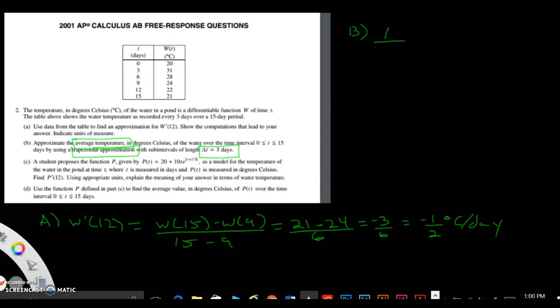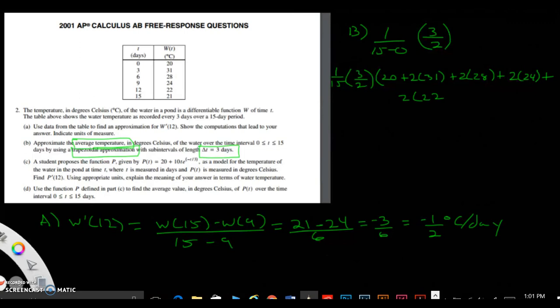So we have to have 1 over 15 minus 0, times 3 over 2, because that's a formula. It's n over 2, right? And now when we do this, I don't know if you remember trapezoidal, the first point is always as is, but all the middle points are always twice as much, right? So now when we write this, we're going to do 1 over 15 times 3/2 times 20 plus 2 times 31 plus 2 times 28 plus 2 times 24 plus 2 times 22 plus just 21. The endpoints are always as is.